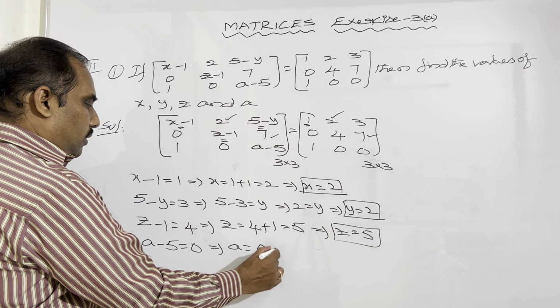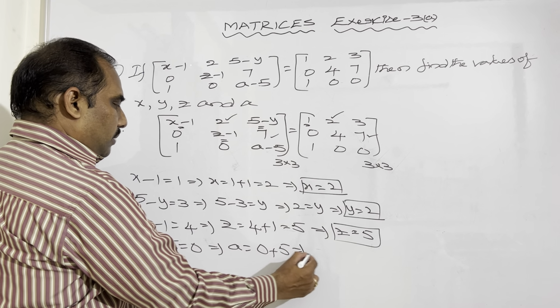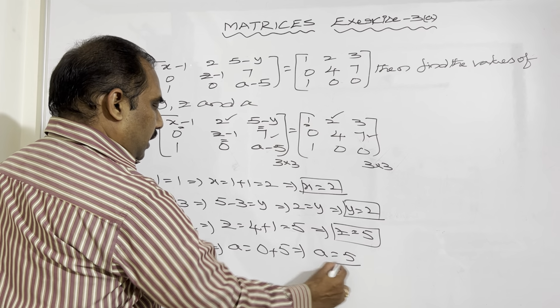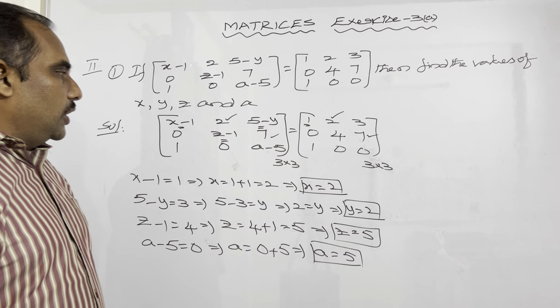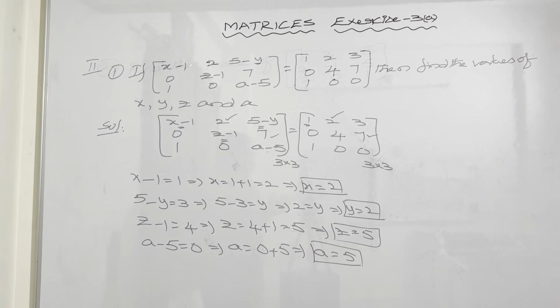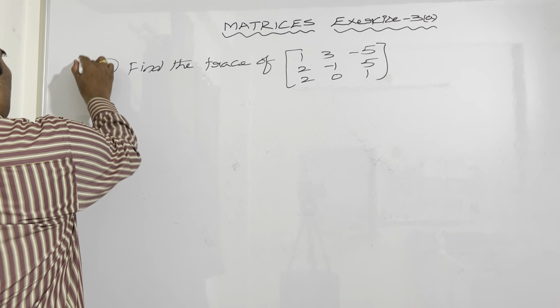So a is equal to 0 plus 5. So from this we get a is equal to 5. So like this we can find the values of x, y, z and a. The next question is in the section 2.